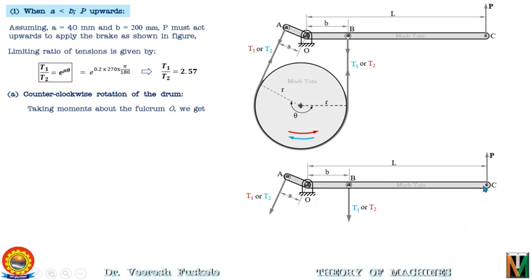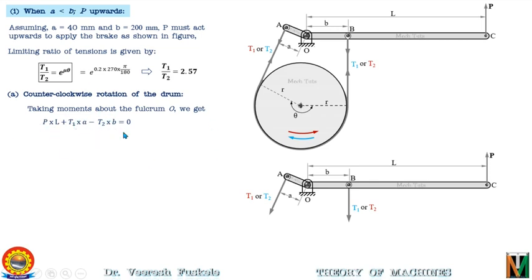Similarly, the force P is also rotating the lever in the anti-clockwise direction, so it will also have a positive moment, and the magnitude of the moment of force P will be P into the distance L, that is the distance of line of action of force P from the fulcrum point is L, and T2 will be rotating the lever in the clockwise direction, so it will be a negative moment, and the magnitude of moment of T2 will be T2 into the distance B. So writing the moment equation, we have P into L plus T1 into A minus T2 into B is equal to 0. P and T1 are having positive moment and T2 is having negative moment.